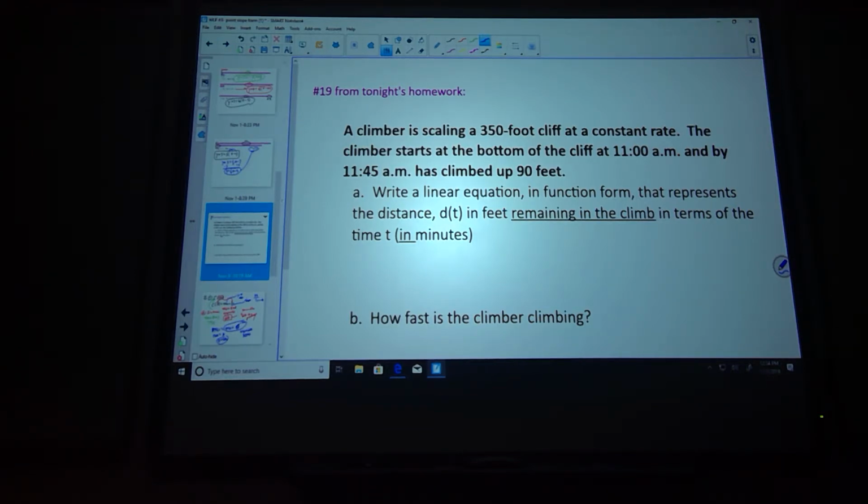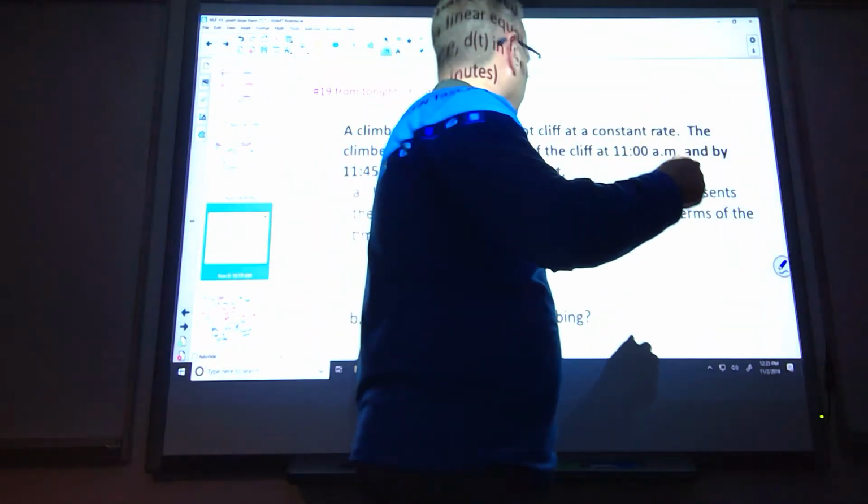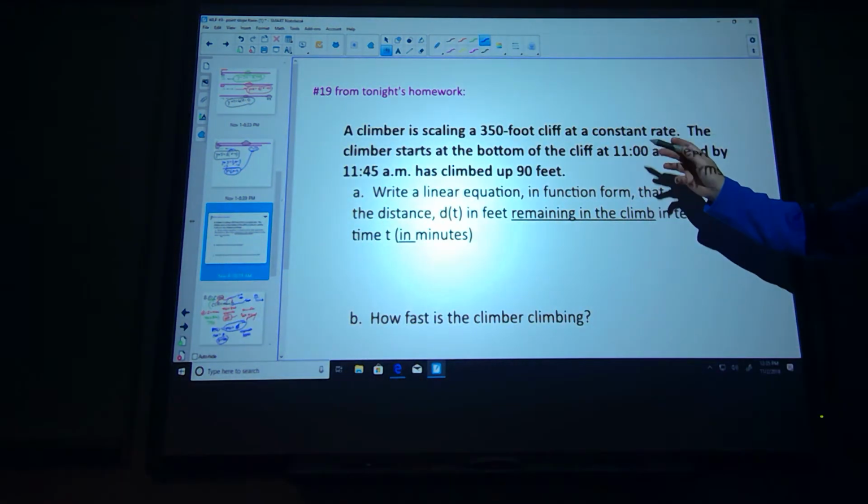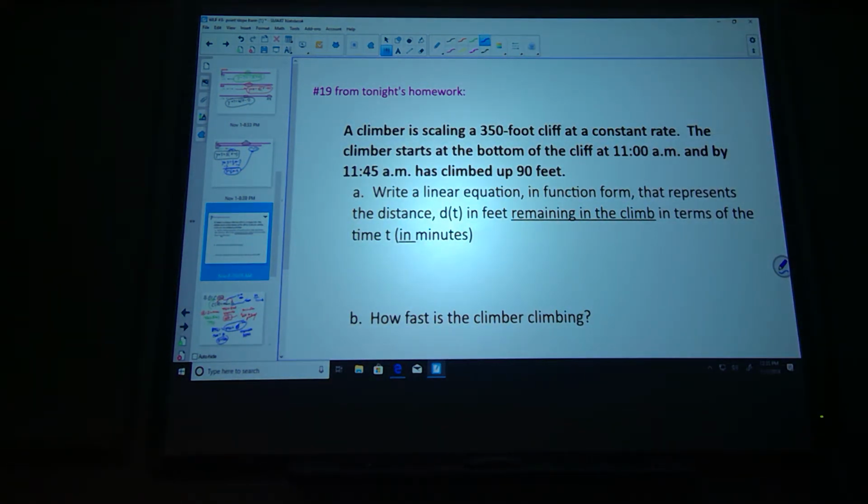It says a climber is scaling a 350-foot cliff at a constant rate. What does scaling mean? Climbing. All right, so he's scaling at a constant rate. What does a constant rate mean? Like it's continuous, the same thing. If he's going up at 3 feet a minute, he just keeps going the whole time, 3 feet a minute, right?